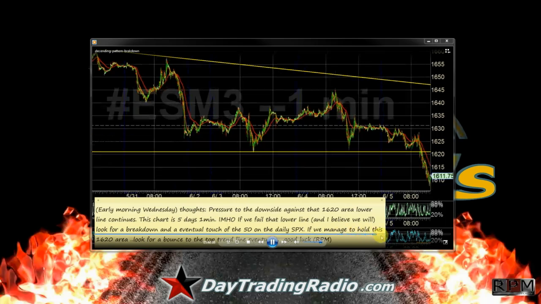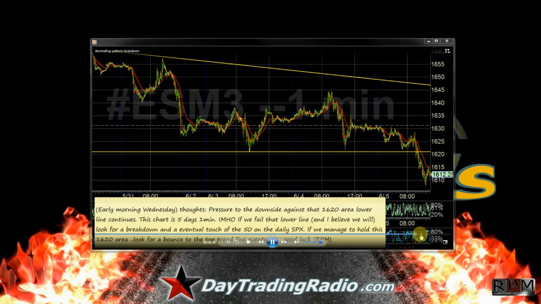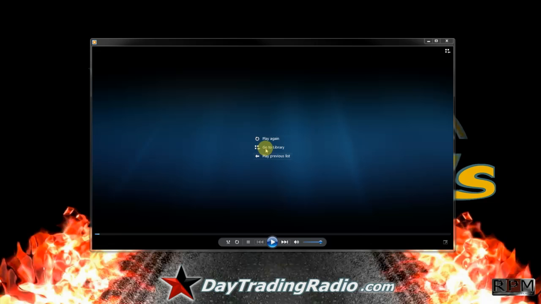I never expected this to happen in one day, but look at this accelerated move to the downside once we broke that 1620 area. Again, this is a descending triangle breakdown, and the opposite goes for the ascending, which is usually a bullish pattern. We've seen a million of those as well over at Day Trading Radio as we cover the futures, and we're going to scan all the way to the end here, and you can see how that eventually played out right there.